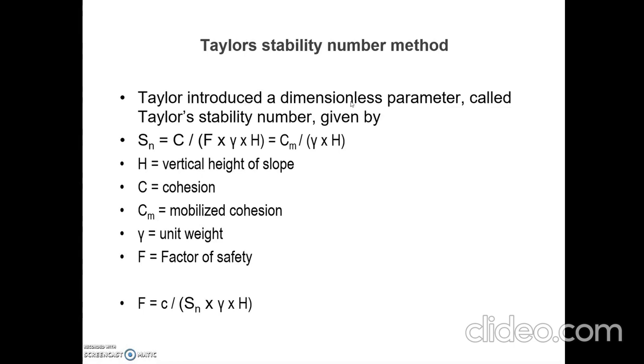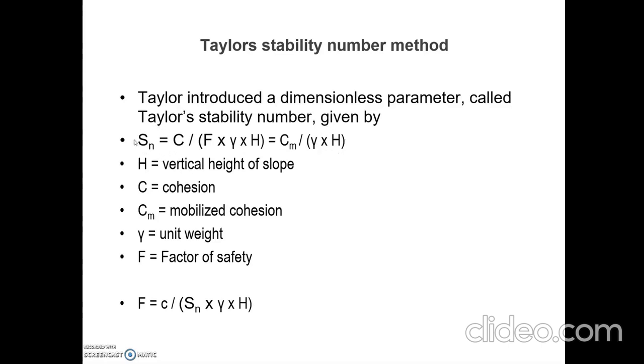Taylor introduced a dimensionless parameter called Taylor's stability number, which is given by the equation Sn equal to C divided by F into gamma into H. But factor of safety is the ratio of cohesion to mobilized cohesion. So we can write C divided by F equal to Cm, and gamma into H as it is.